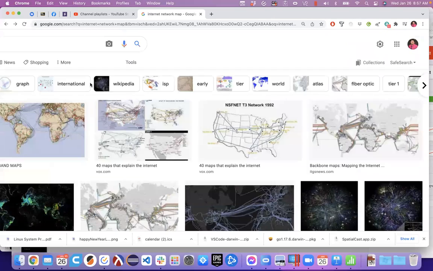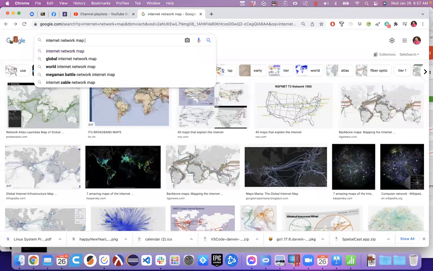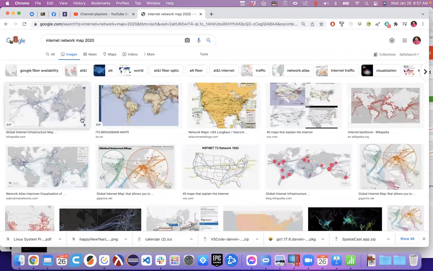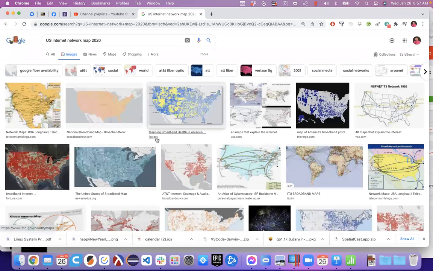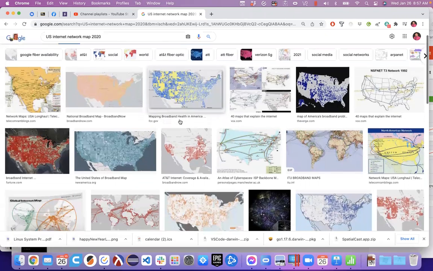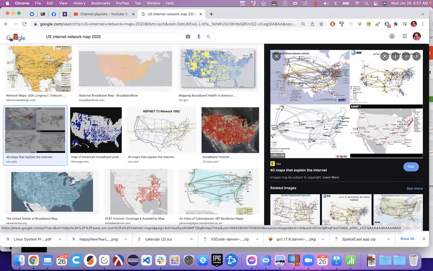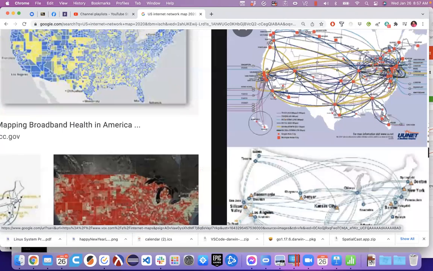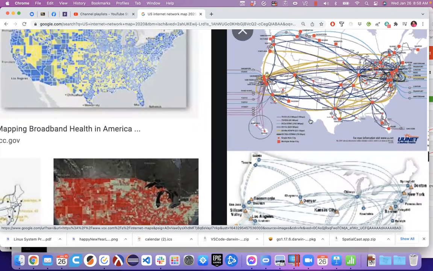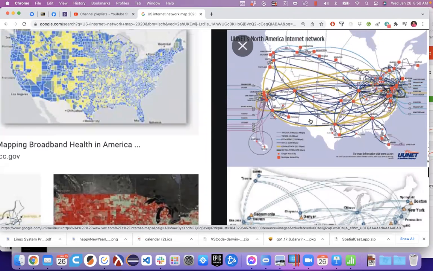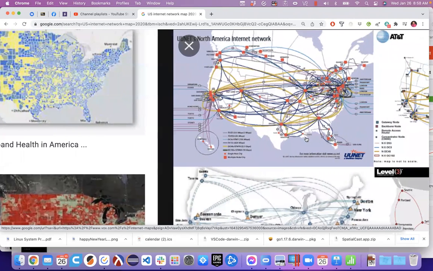I'm interested, and let's see if we can get 2020. I just want to see how much the US internet network map has grown. Just have a year on it. Well, regardless, we can see that the map has certainly expanded, right?